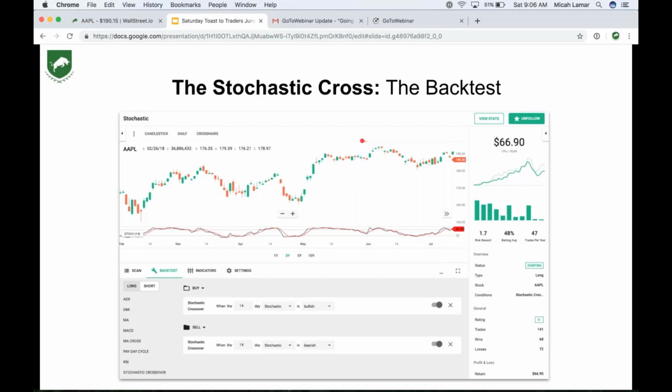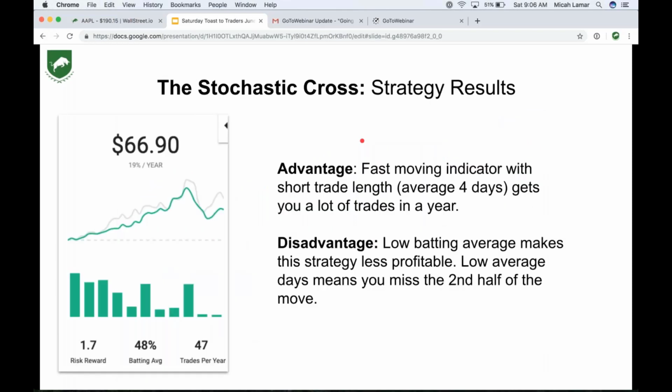Now, the advantage of using something like the stochastics, again, it's a very fast moving indicator. The average days is only 4 days. So you're going to have a lot of trades throughout the year. In fact, when we look, this happens about 47 times a year. So you can think, wow, that's a really, really active strategy, almost once a week, basically.